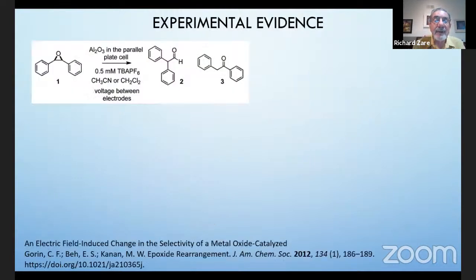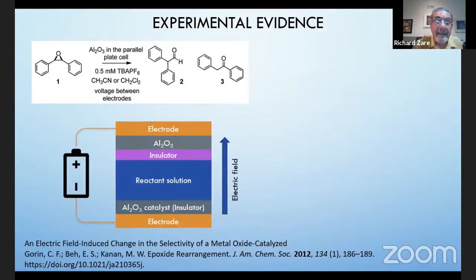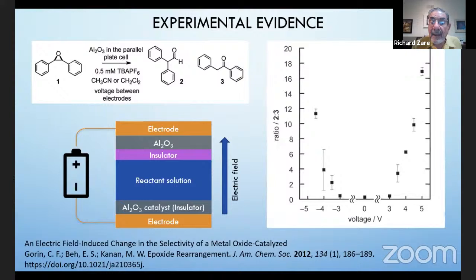And here is some beautiful experimental evidence of electric field effects done by Matt Kanan and his group at Stanford. And this is not our work, this is their work. And they're looking at this compound 1, that can form either 2 or 3. And they're looking at this as a function of electric field. And so they have an electrode, they have an insulator, a reaction solution, another electrode. And here's what they see.